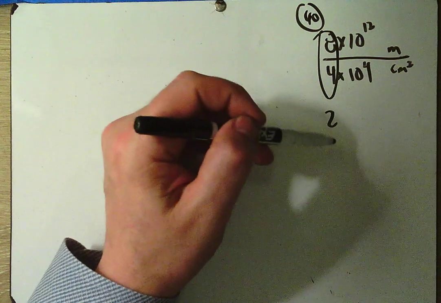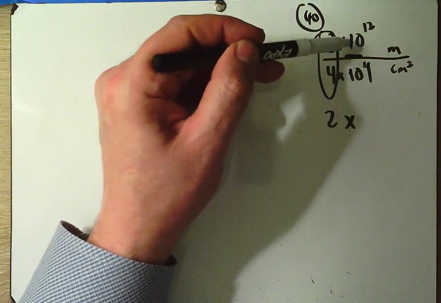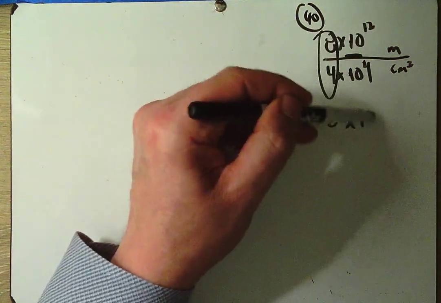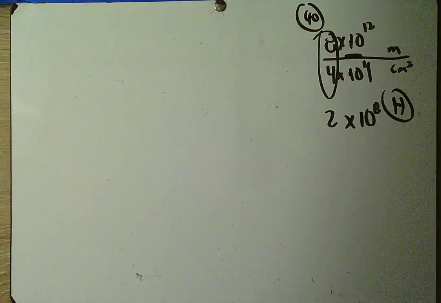These numbers I divide to get 2. And remember, when the bases are the same and we're dividing, we subtract the exponents. So I get 2 times 10 to the 8th, which is choice H for number 40.